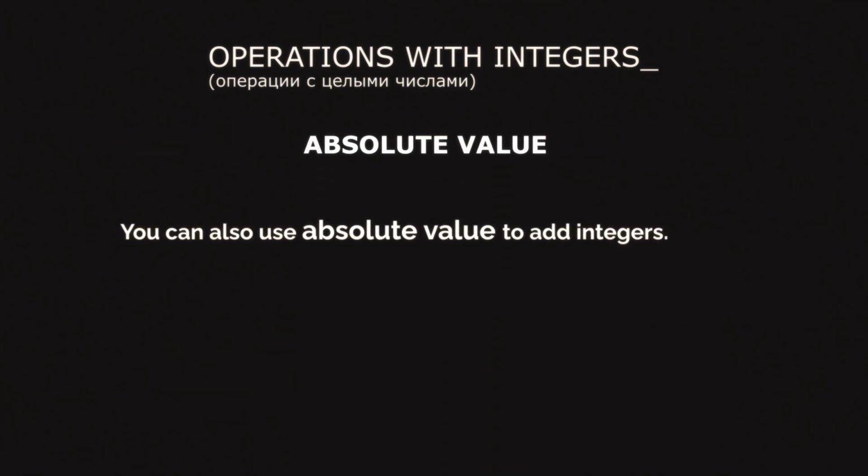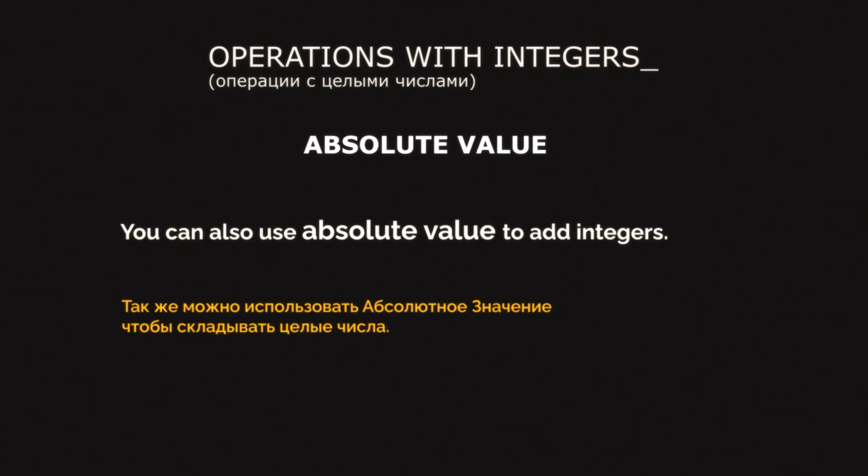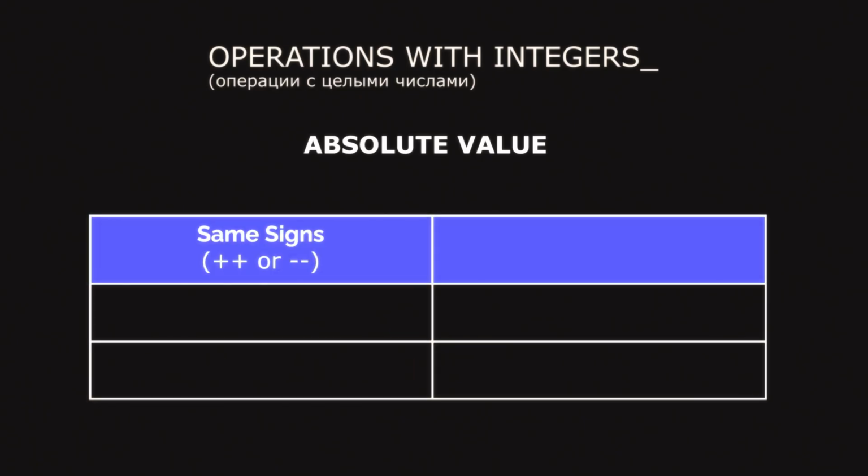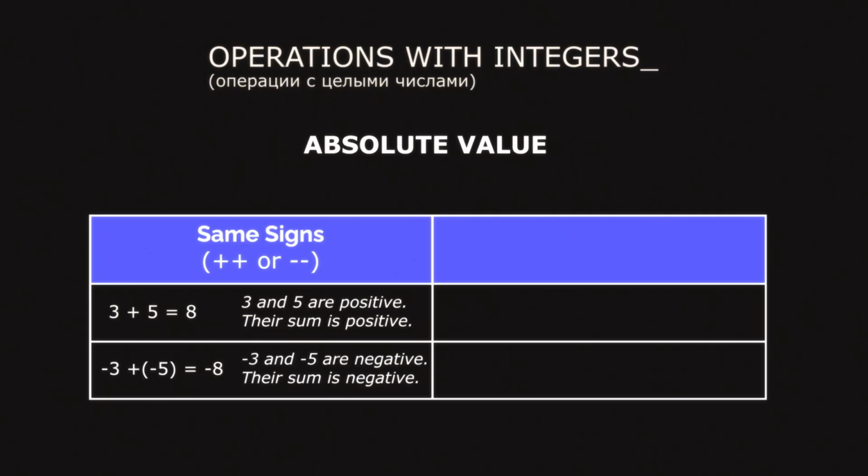Absolute value. We can also use absolute value to add integers. Также, чтобы складывать целые числа, можно использовать абсолютное значение. The absolute value of a number is its distance from 0 on the number line. Same sign when both integers are positive or both integers are negative. Сложение целых чисел с одинаковыми знаками. The sum of 3 and 5 is positive because 3 and 5 are positive. The sum of -3 and -5 is negative because both 3 and 5 are negative.